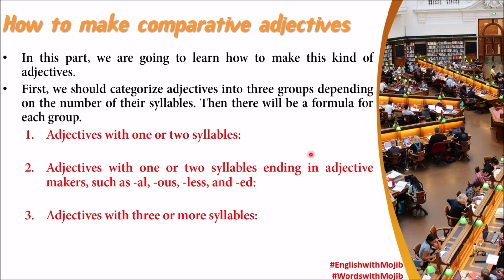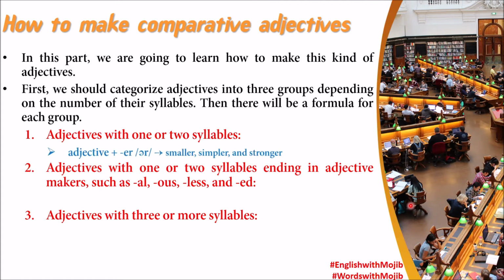Once again, number 2, adjectives with 1 or 2 syllables ending in adjective makers, like al, ous, less, and ed. The end of the adjectives are these suffixes. And group 3, adjectives with 3 or more syllables.